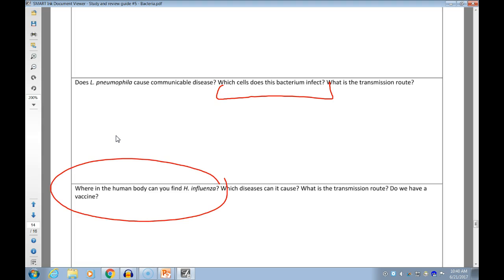Haemophilus influenzae, can you find it in the human body? Can it be a component of the microbiome? Some people, yes. It's upper respiratory tract. Okay. Diseases from otitis media to meningitis. Transmission route is respiratory. Do we have a vaccine?